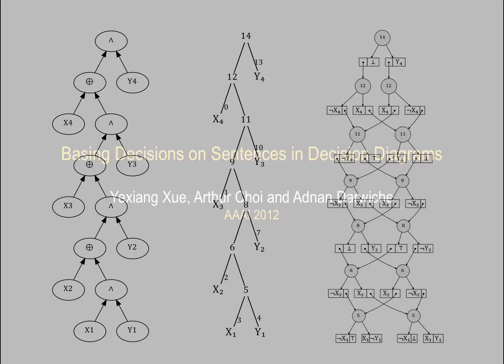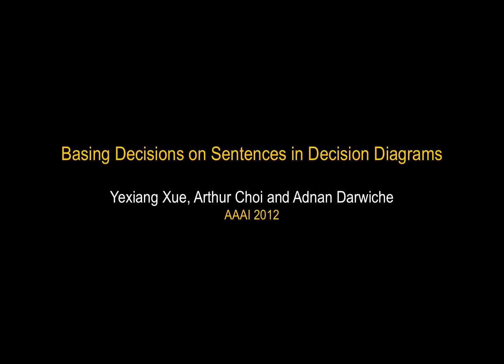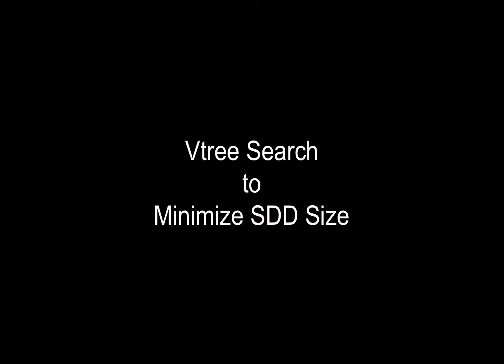If you want to read more about the previous example and this phenomenon, you can look at this particular paper, which appeared in AAAI 2012. So now we will talk about searching for a Vtree, the goal of which is to minimize the SDD size.